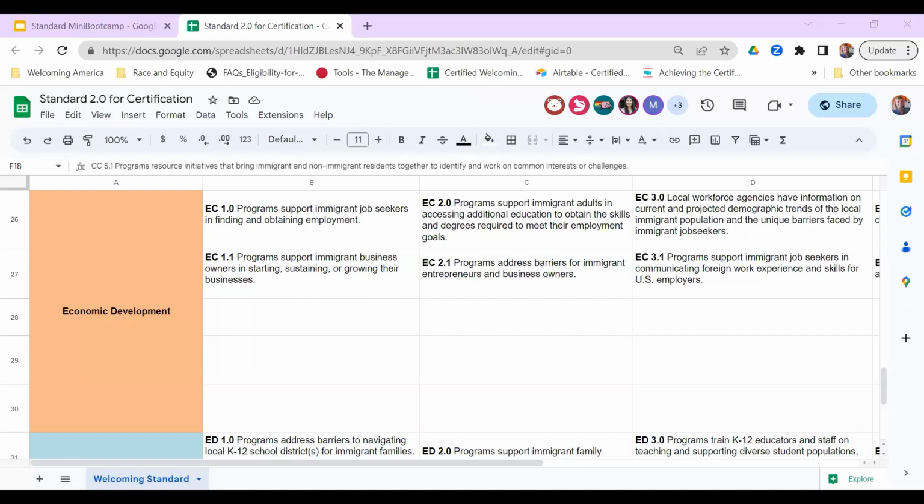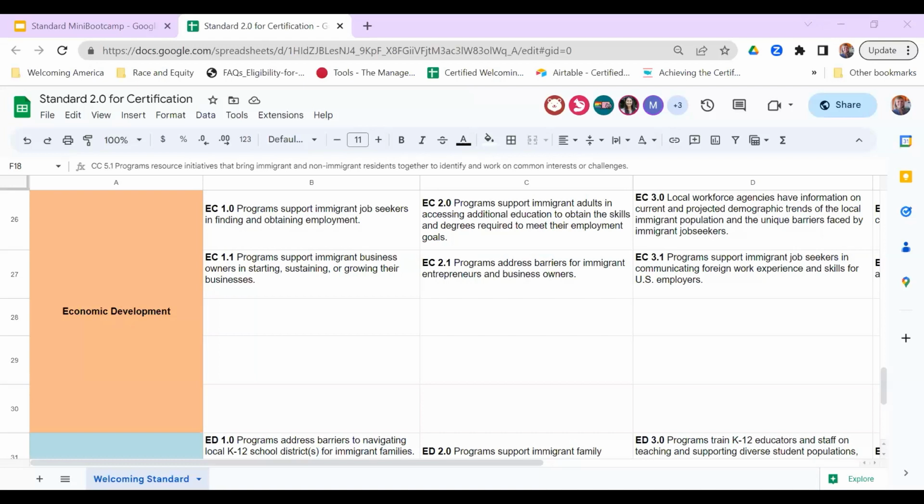And then 1.1, supporting immigrant business owners in starting, sustaining, or growing their businesses. So again, your basic economic development services, they don't have to be through the local government, but we do expect to see intention in reaching immigrant residents. Most cities and counties have some type of business development program or service or support. Sometimes it might just be your small business development center. Perhaps you have a minority business development center, those programs that are funded through the state.